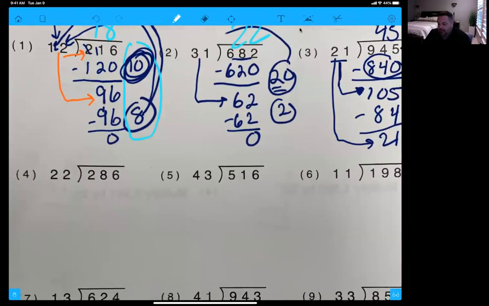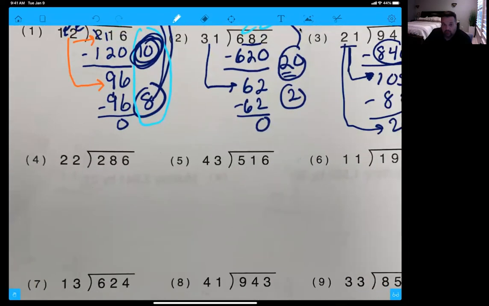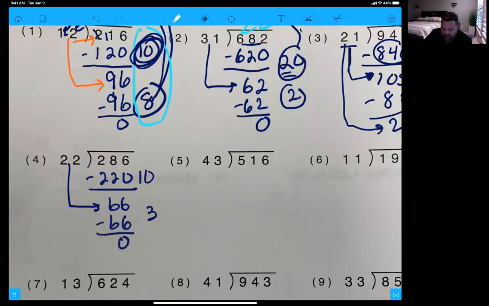All right, a couple more. We're going to go a little quicker. So 22, I'm just going to go by 10. Because I know if I double this, I'd be in the 400s, right? 2 times 22 would be 44 with the 0 at the end, 440. So I'm just going to take out 10, then 6 and a 6. 22 into 66 is 3. 3 times 2 is 6. 3 times 2 is 6. Nothing left over. My answer is 13.